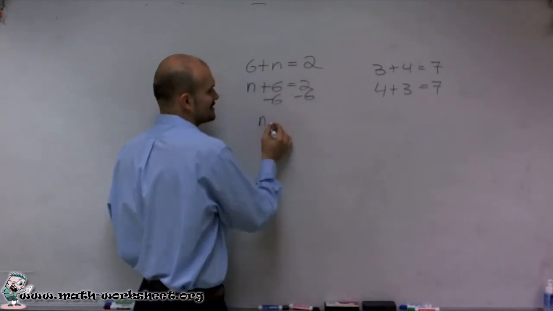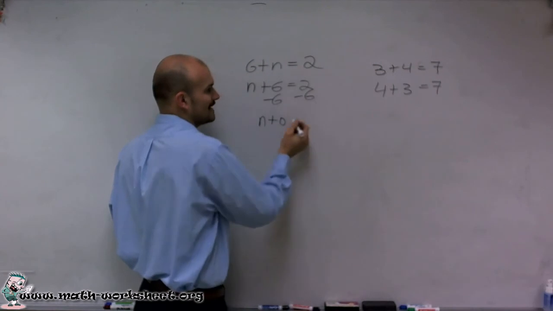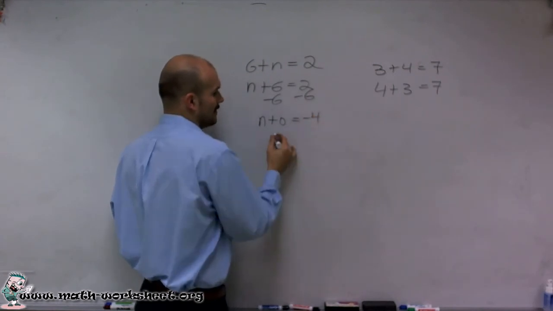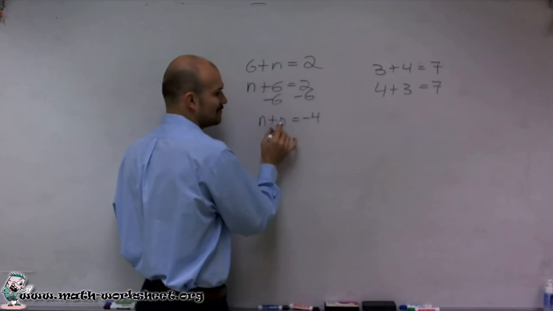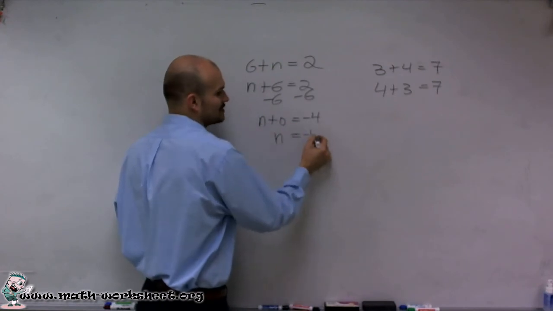Therefore, 6 minus 6 is going to give us 0. 2 minus 6 is going to equal negative 4. Therefore, I have n equals, because n plus 0 is n, therefore n equals negative 4.